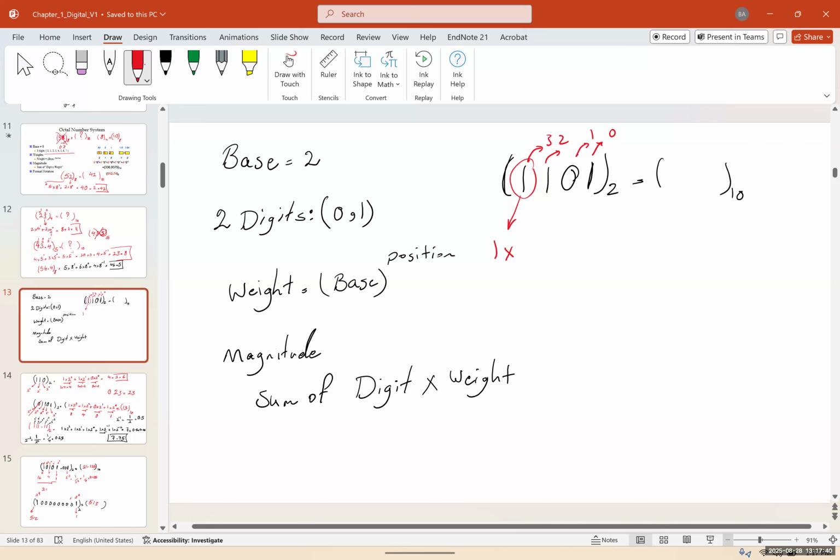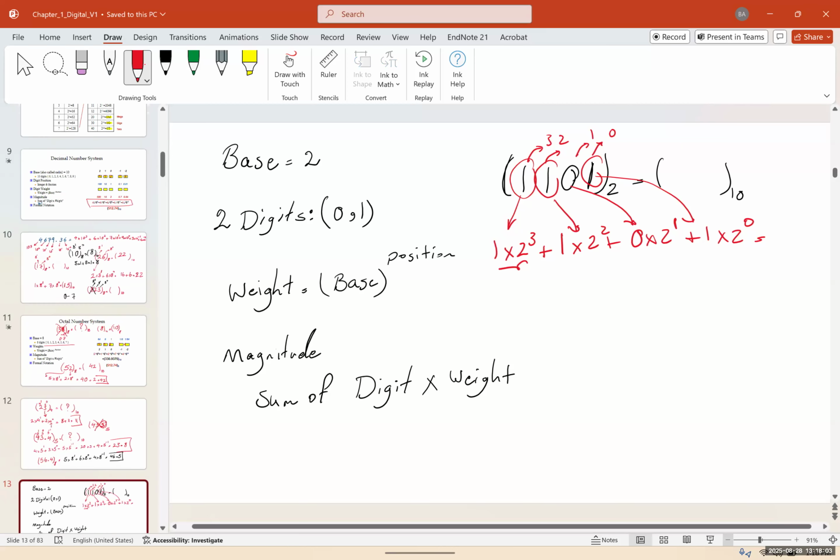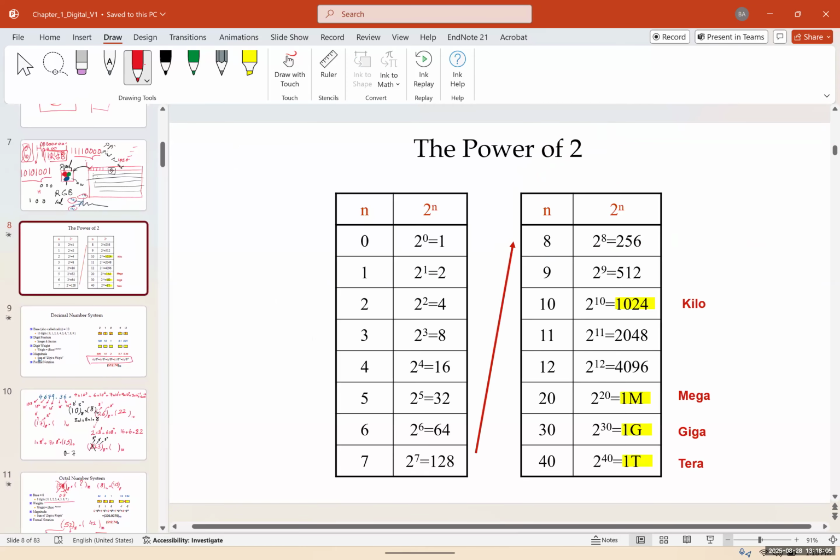So this is going to be 1 times 2 to the power of 3 plus 1 times 2 to the power of 2 plus 0 times 2 to the power of 1 plus 1 times 2 to the power of 0. 2 to the power of 3, if you go back to this table, that's the reason I said this table is important, the powers of 2.